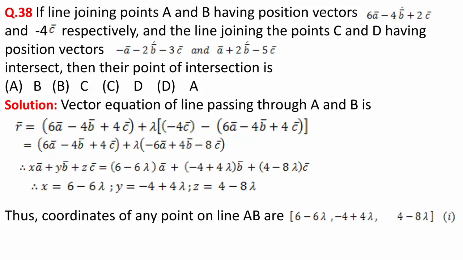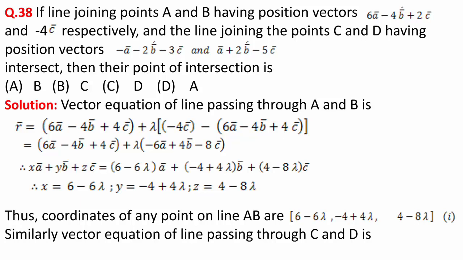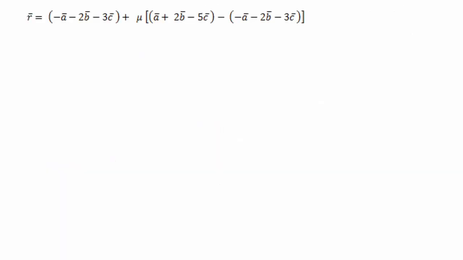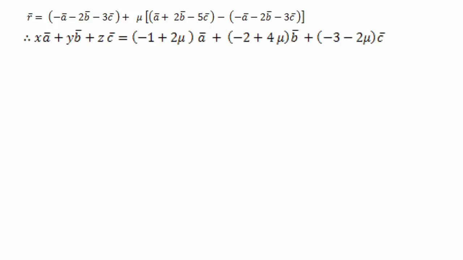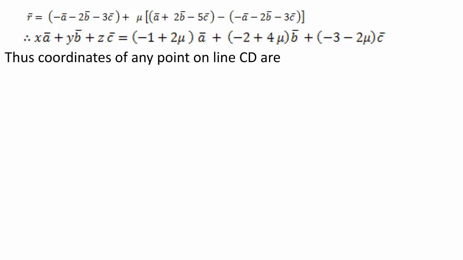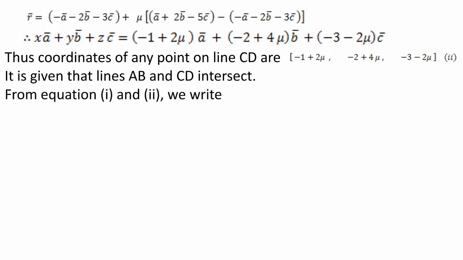Similarly, vector equation of the line passing through C and D is r bar equal to minus a minus 2b minus 3c plus mu times (a plus 2b minus 5c minus (minus a minus 2b minus 3c)). Thus, xa plus yb plus zc equal to (minus 1 plus 2 mu) a plus (minus 2 plus 4 mu) b plus (minus 3 minus 2 mu) c. Thus, the coordinates of any point on line CD are minus 1 plus 2 mu, minus 2 plus 4 mu, and minus 3 minus 2 mu. It is given that the lines AB and CD intersect.